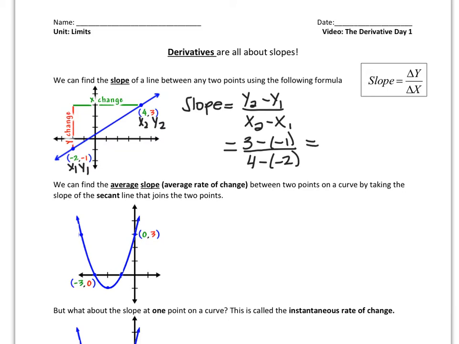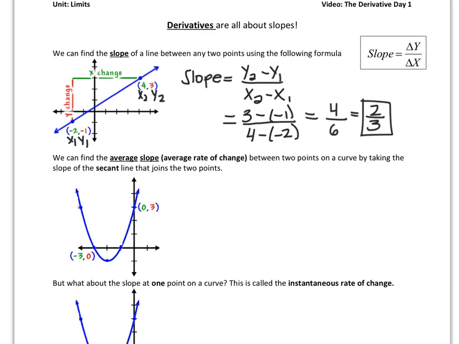And when you simplify the numerator, you should get 4. And the denominator, you should get 6. And when you reduce it, you get 2/3. So we found the slope between these 2 points on this line is 2/3.